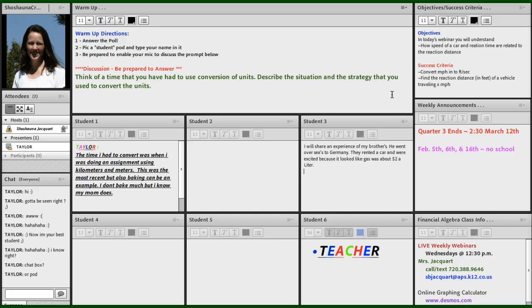Thanks, Taylor. The one that I was going to share, I typed in Student 3. My brother went to Germany, and he was kind of excited. They rented a car and were excited because it looked like gas was about $2 a liter. Taylor, do you know why that's a bad sign? And if you don't, that's okay.